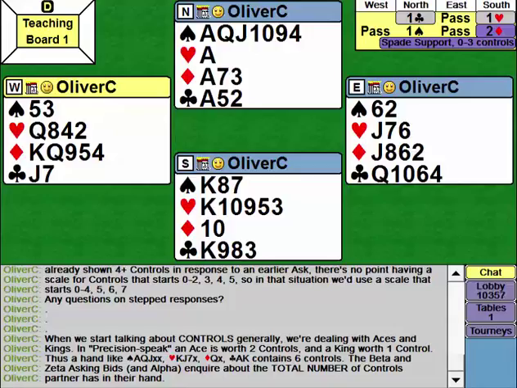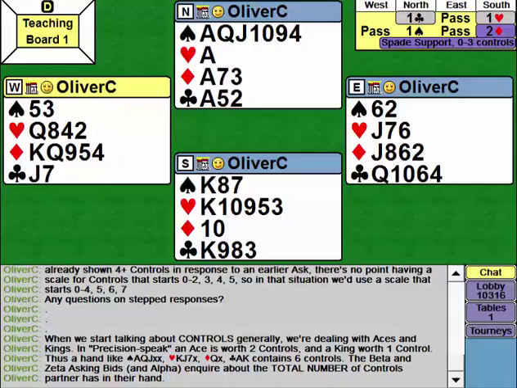Okay, so the beta and zeta asking bids, and alpha to a certain extent, are all inquiring about the total number of controls that a partner has in their hand. So here we would say that the north hand has eight controls because they've got four aces, each of which is worth two controls. The south hand has three controls for the three kings. The west hand has one control, and the east hand, unfortunately, has none at all. Okay, so that's the general number of controls.